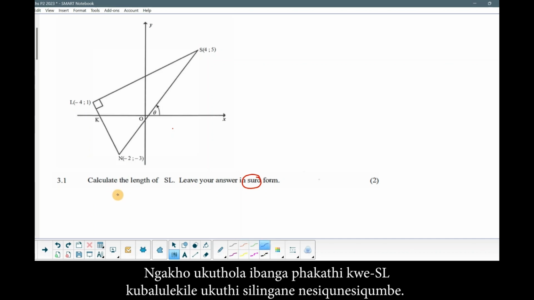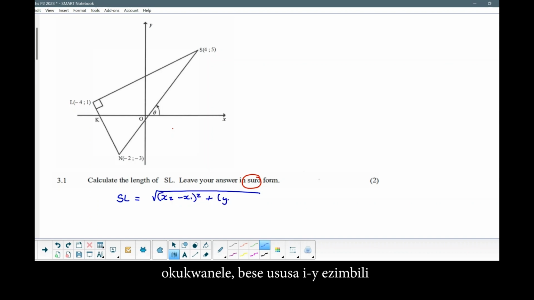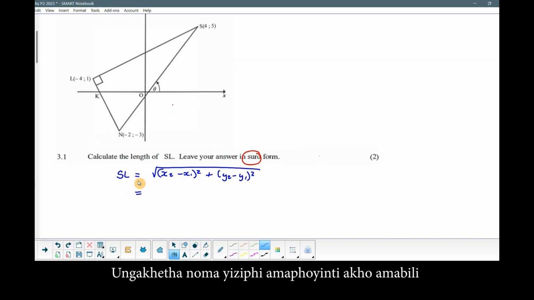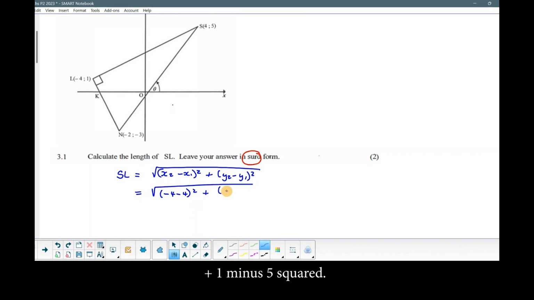So to find the distance between S and L, SL is equal to the square root of x2 minus x1 squared plus y2 minus y1 squared. You can choose whichever of your 2 points you want to be your x1 and y1, and then your x2 and y2. I am going to start with S being my first point, and L being my second point. So I will go -4 minus 4 squared plus 1 minus 5 squared.